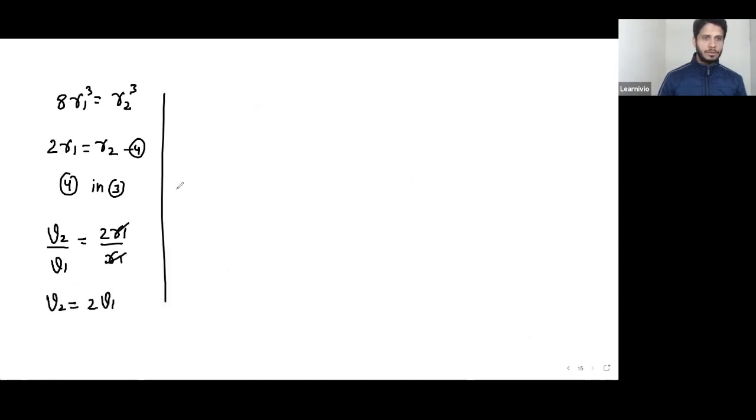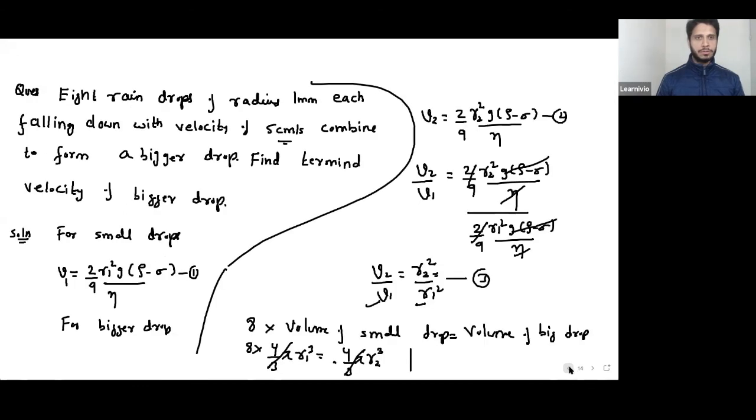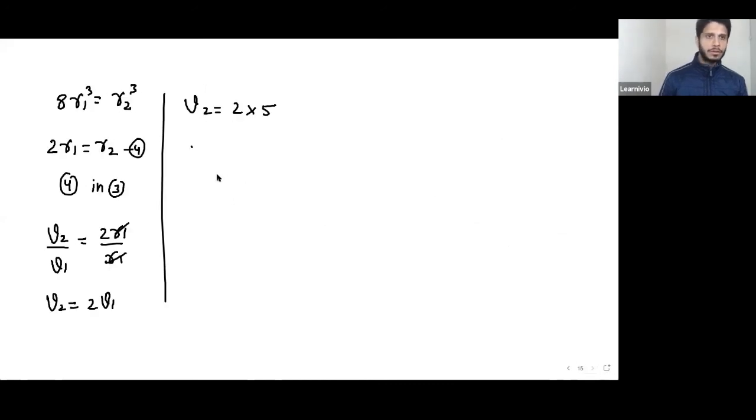Right, Fazil? Yes, sir. Substitute V1 is 5. Just tell me if I'm making any mistake here. So R2 is 2R1, and it's R2 square by R1 square, sorry, it's square. So it's 4V1, which is 4 into 5. So V2 is 20 centimeter per second. If I convert this into meters, that's 0.2 meters per second.